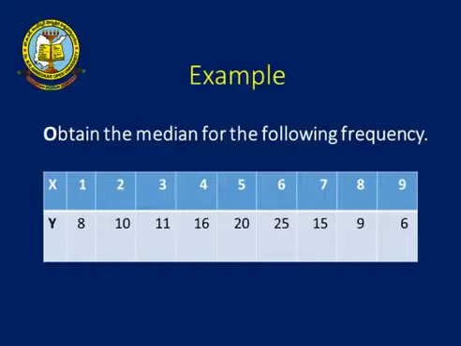Next, an example for the frequency distribution. Obtain the median for the following frequency distribution. The given observations are x equal to 1, 2, 3, 4, 5, 6, 7, 8, 9, and y means frequency. First observation is repeated 8 times, second 10 times, third 11 times, fourth 16 times, fifth 20 times, sixth 25 times, seventh 15 times, eighth 9 times, and ninth 6 times. This is the question.